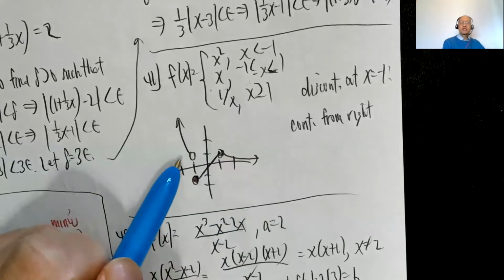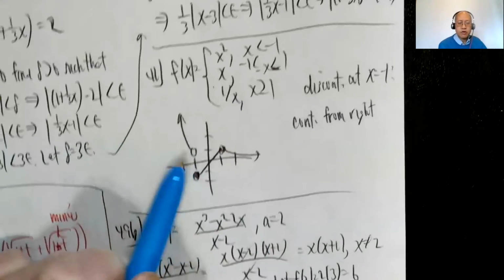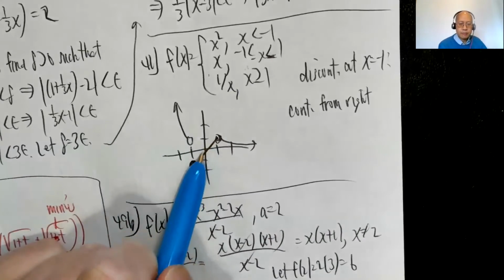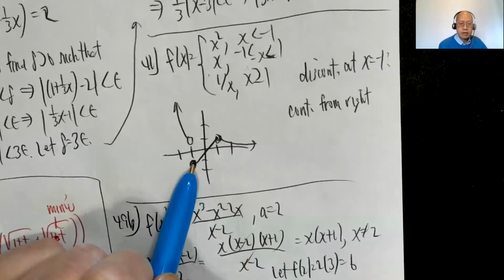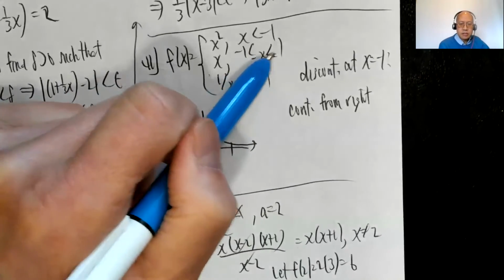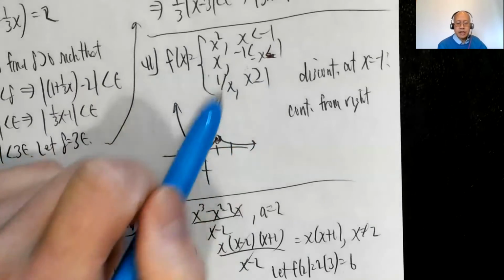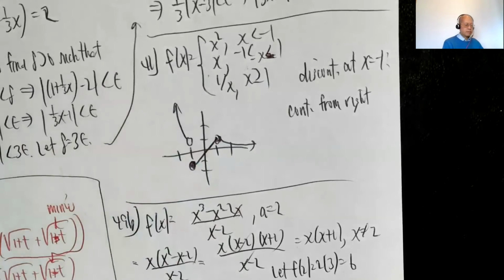And so the only point of discontinuity is at x equals negative 1, but the function is continuous from the right in this particular case. Okay, that should be like so, I believe. But it gets covered up right over here.